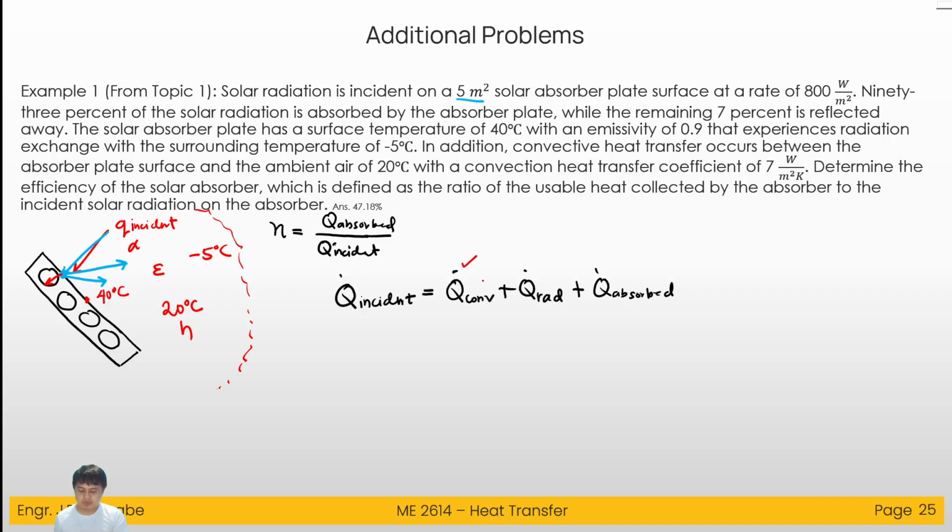So we have most of the variables given here, or the parameters needed to solve this. So we can solve for the Q absorbed. So you can say that the Q absorbed, so the heat absorbed by the solar absorber will be Q incident minus Q convective heat, and then minus the radiative heat.